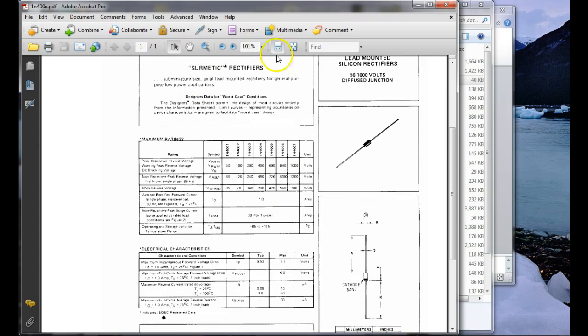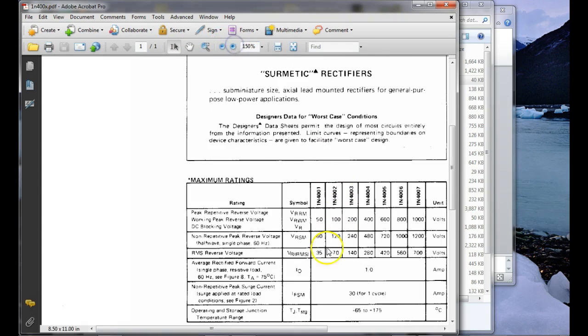Let me blow this up for y'all. VRRM, VRWM, VR. Is that the same thing? It's VRRM, I'm sorry. This is the peak repetitive reverse voltage, so I need to go back and correct that. I added it on the review because the book calls it PIV, right? But unfortunately, if you look for the PIV rating on these diodes, you're not going to find it. So I'll correct that. Thank you.